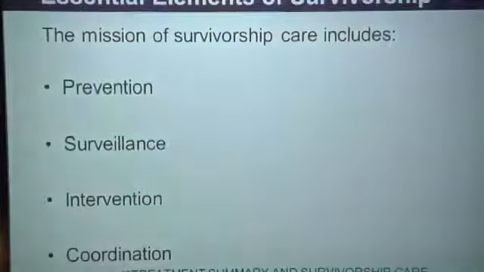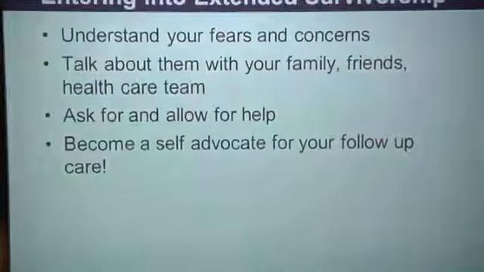And this is an important document when you're leaving the oncologist and you're going to be sharing care with your primary care provider. It's a document that you take with you, and that's what we're going to talk about. So really we're focusing on the extended survivorship, the time after treatment has ended, those days, weeks, months, and years after treatment has ended. And so, some of the points: understanding what your fears or concerns are, talking about them with your family, friends, and your healthcare team, asking for and allowing for help, and becoming a self-advocate for your follow-up care.